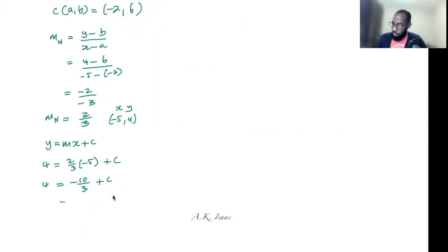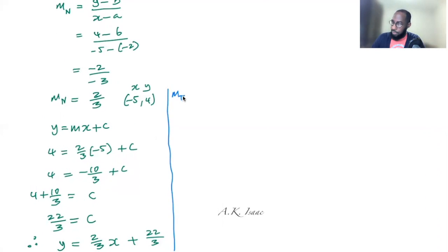So we're doing all this to simply find out what c is. c is 4 plus 10 over 3. c is 22 over 3. So therefore, y is equal to 2/3 x plus 22 divided by 3.